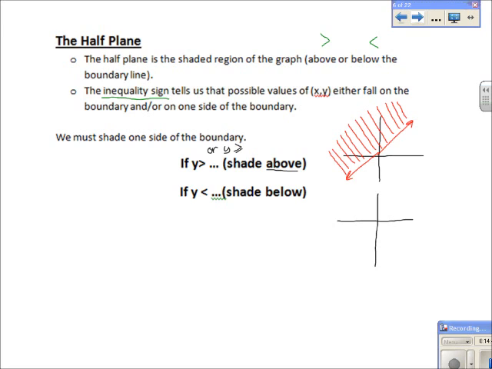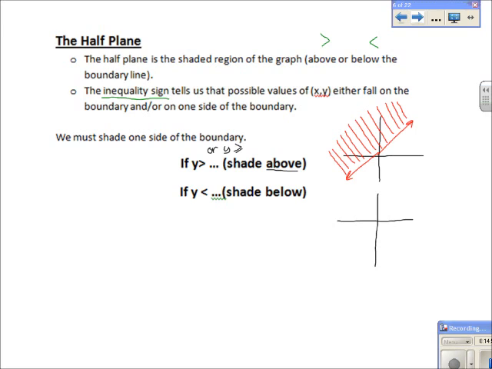What's happened here is that our boundary line has divided our Cartesian graph into two planes. It's divided the graph right in half. And so we'll either shade the upper half plane or the lower half plane, depending on what our inequality sign tells us to do.